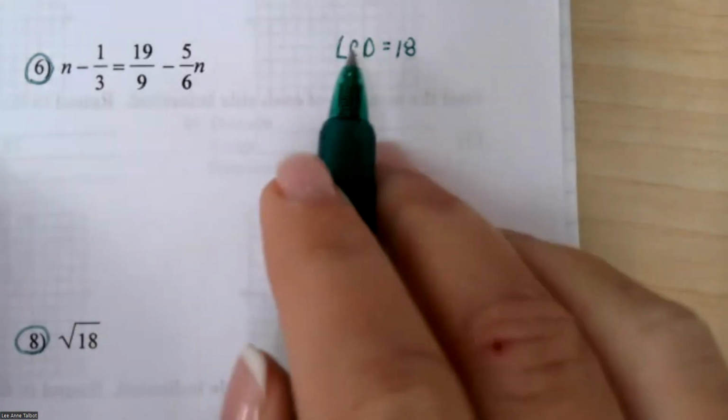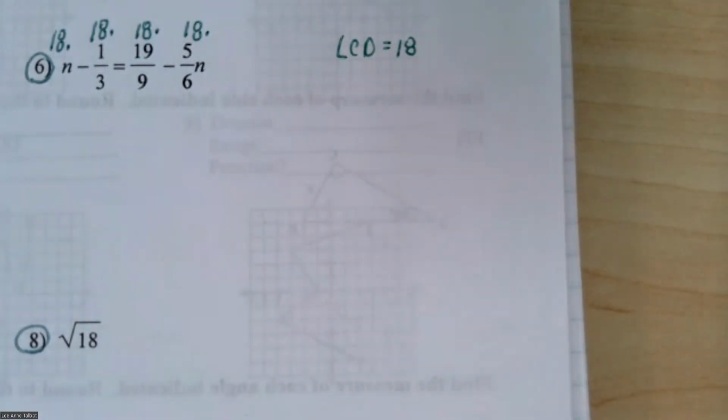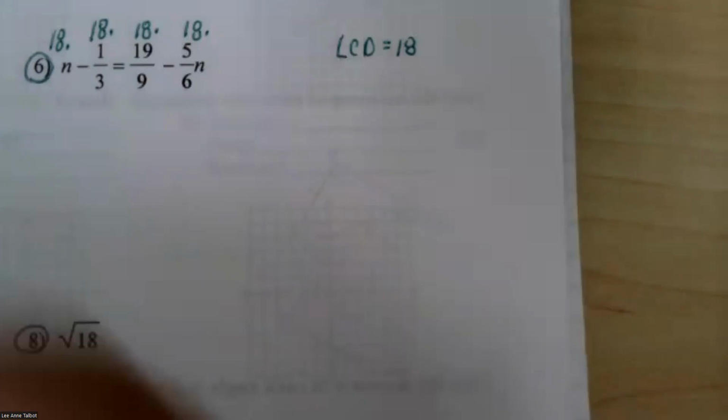Okay, step 1, find the least common denominator. Step 2, multiply all of the numerators. I already see where I might need my calculator for 18 times 19. Unless any of you did this problem already, you can tell me what 18 times 19 is.